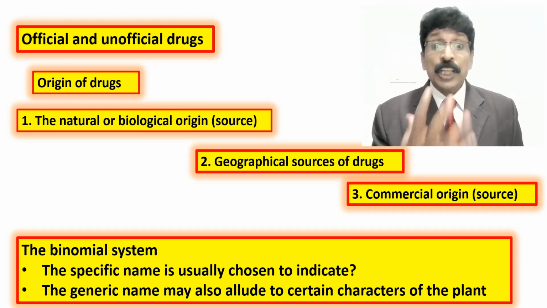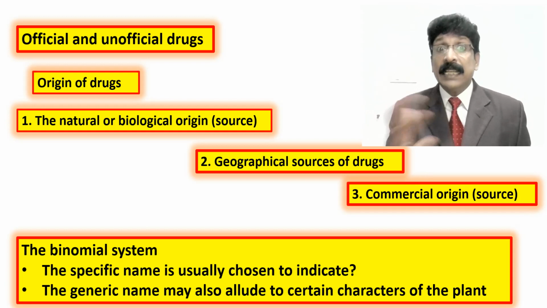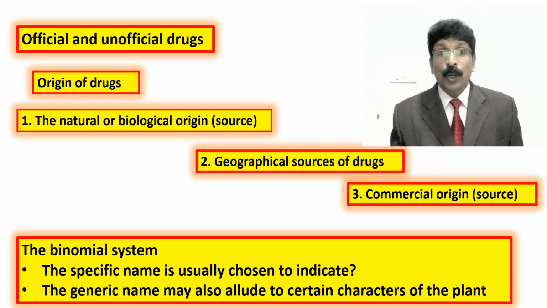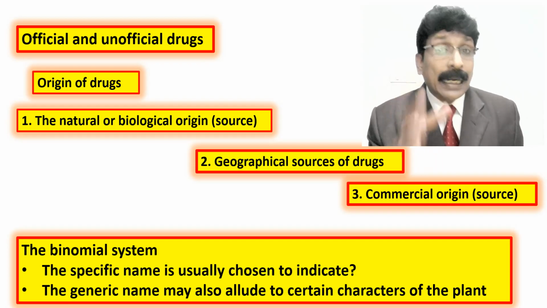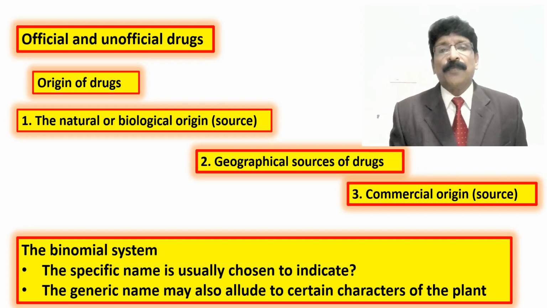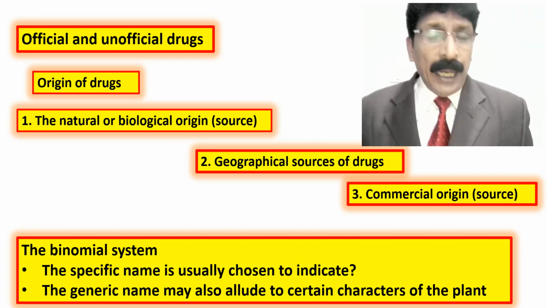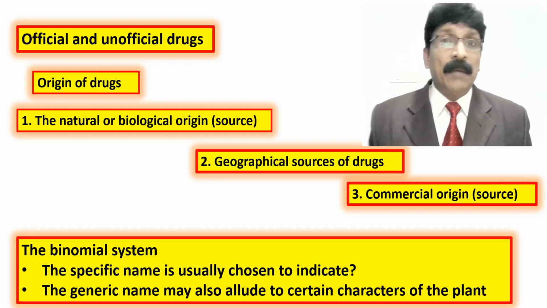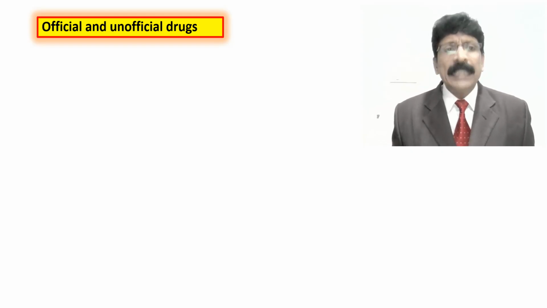That is about the species. The generic name also, sometimes the generic name, the initial name, may also allude to, be attached to, or connected to a certain character of the plant. So we want to see some examples, which we normally use, so that it will be very easy for students to write in the examination. That's my idea.